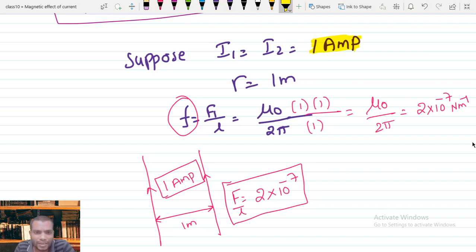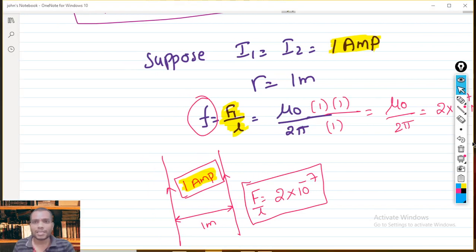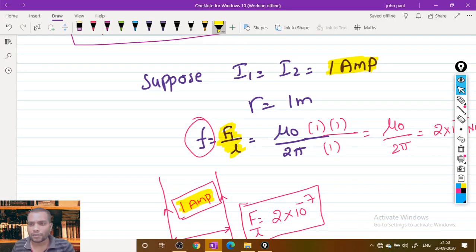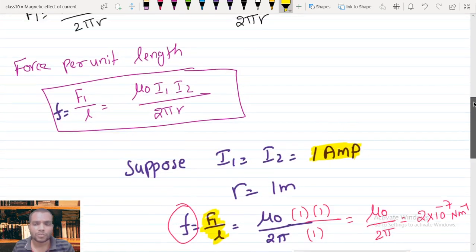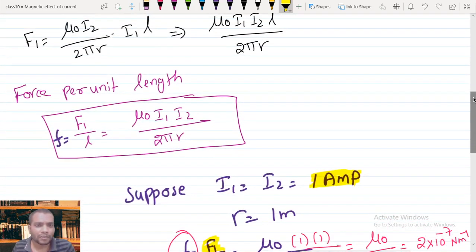So this is how we define 1 amp, not using any help of potential difference and resistance. Here we define 1 ampere with the help of force per unit length. So this is the final expression for the force acting between the two wires. The force per unit length, F1 upon L, equals mu naught I1 I2 by 2 pi r.